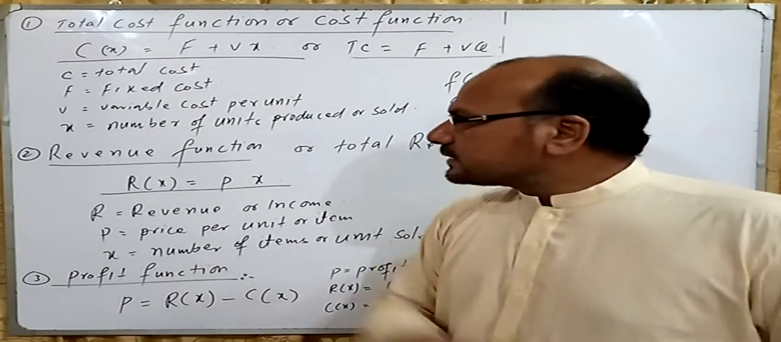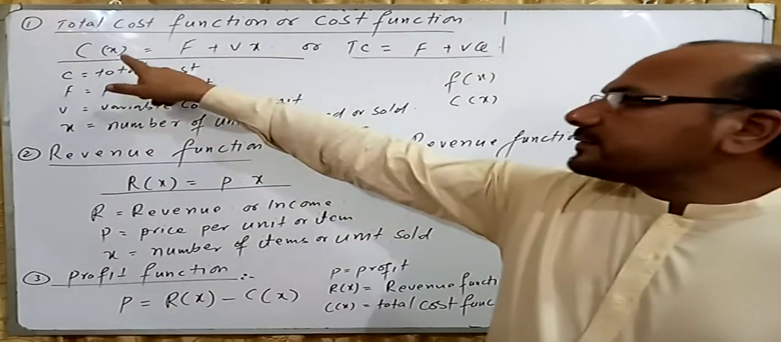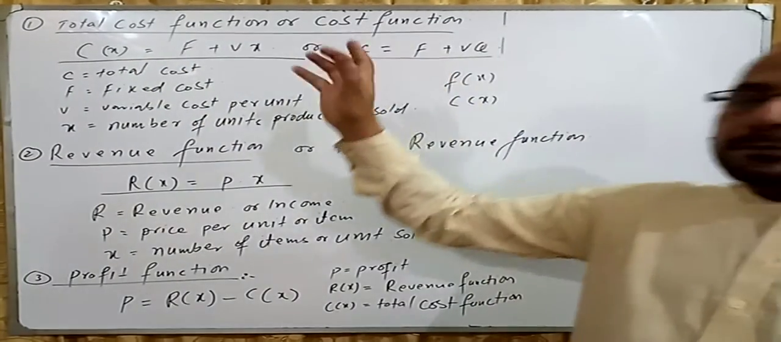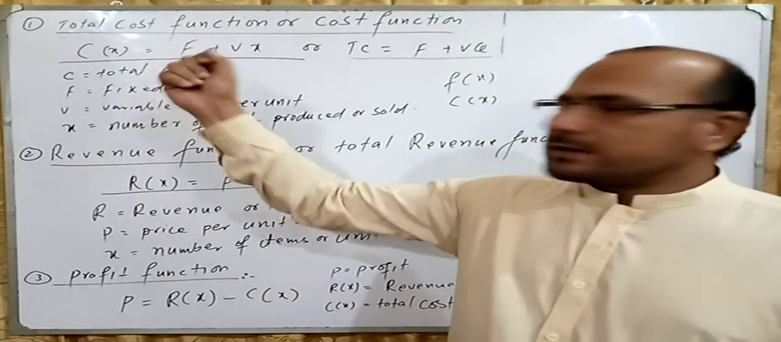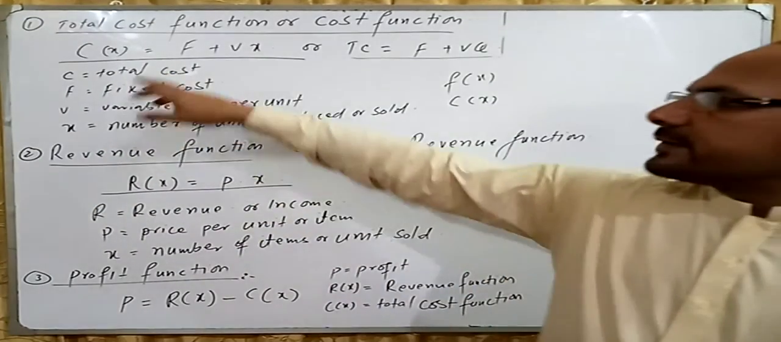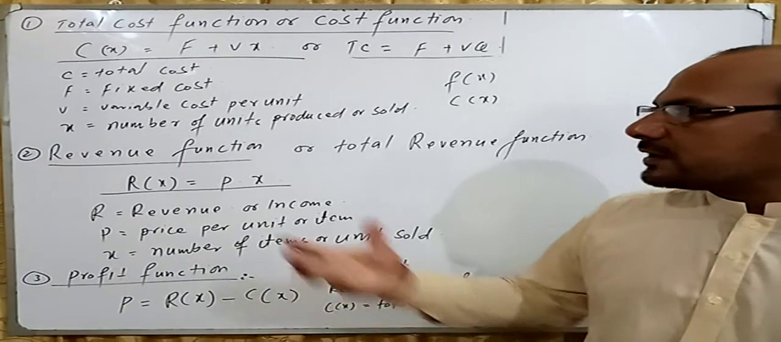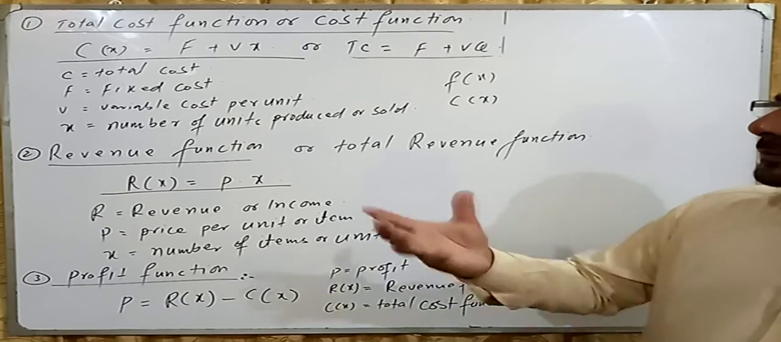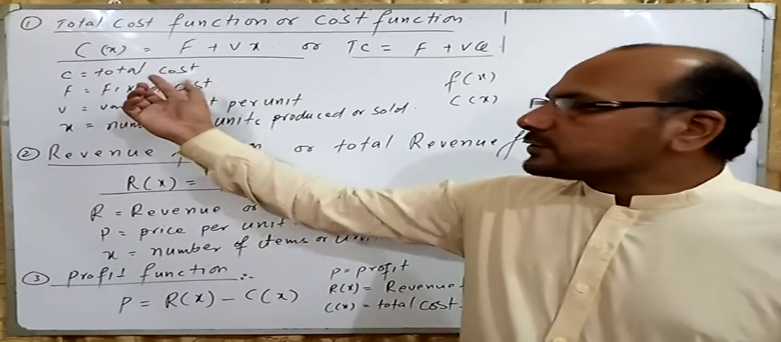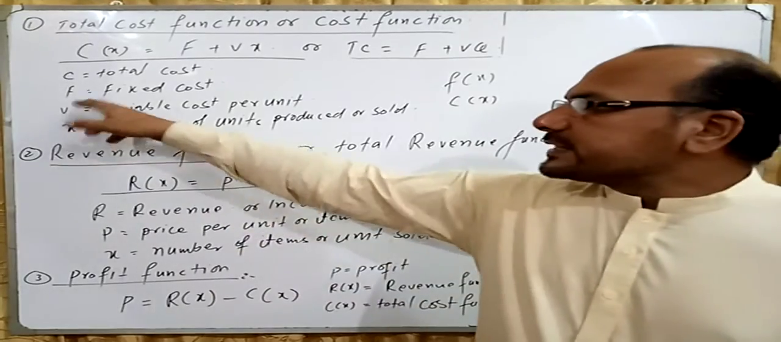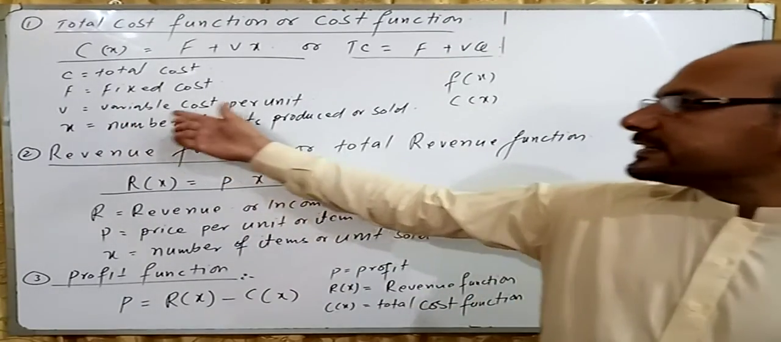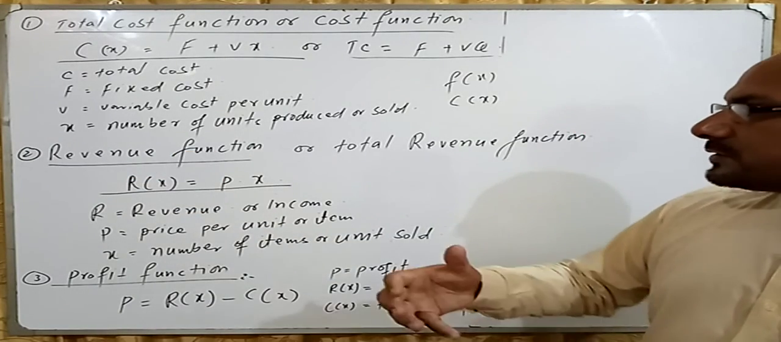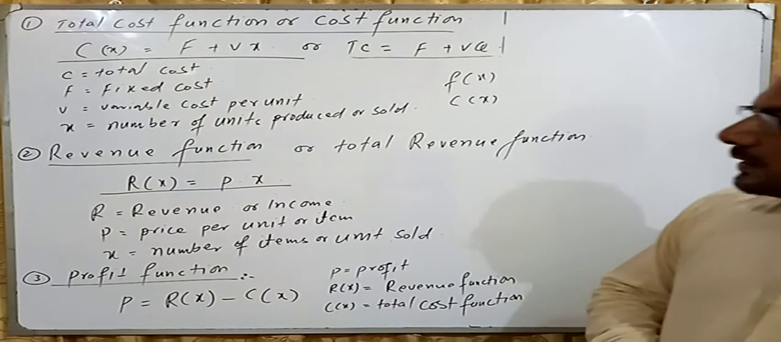But in this particular case, we can explain it like this: c of x is equal to f plus vx. You can take this function or that function, both are the same. Suppose we are taking this one. So c of x equals f plus vx is a total cost function through which we can calculate the cost of any kind of production of a product, where c represents the total cost, F represents the fixed cost, V represents the variable cost per unit, and X represents the number of units produced or the number of units sold.